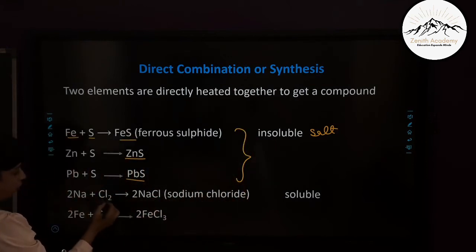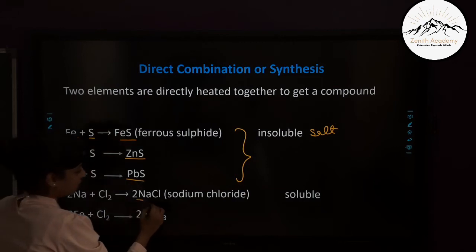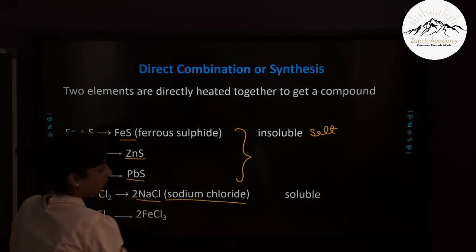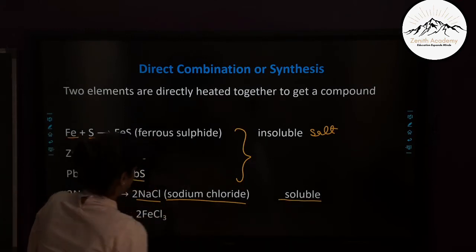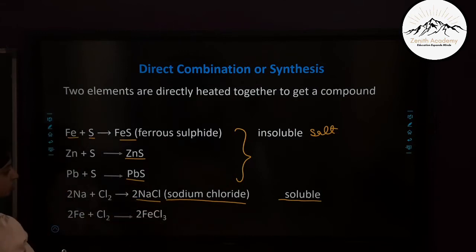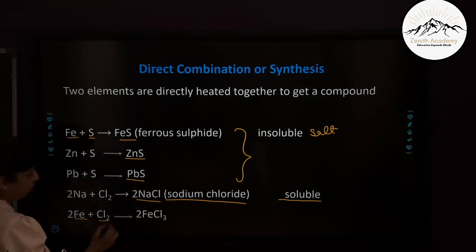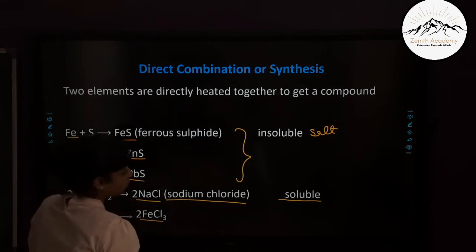Then sodium and chlorine gas form NaCl. This sodium chloride is also formed by direct combination of sodium and chlorine gas. So this is a soluble salt. We all know that sodium chloride is a soluble salt, and iron and chlorine also form FeCl3, which is also a soluble salt.